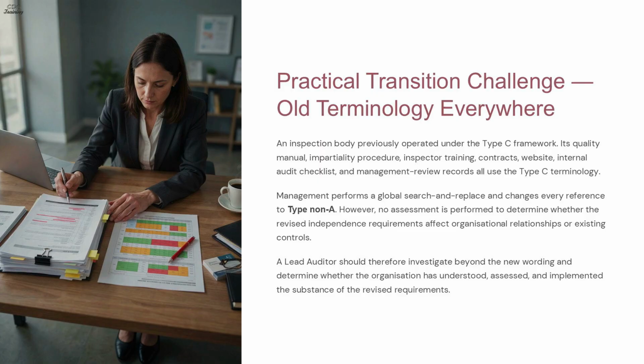An inspection body previously operated under the Type C framework. Its quality manual, impartiality procedure, inspector training, contracts, website, internal audit checklist, and management review records all use the Type C terminology. Management performs a global search and replace and changes every reference to Type non-A. However, no assessment is performed to determine whether the revised independence requirements affect organizational relationships or existing controls. A lead auditor should therefore investigate beyond the new wording and determine whether the organization has understood, assessed, and implemented the substance of the revised requirements.